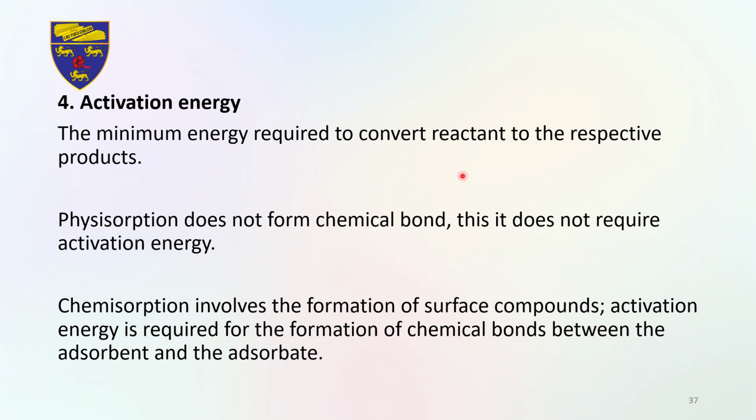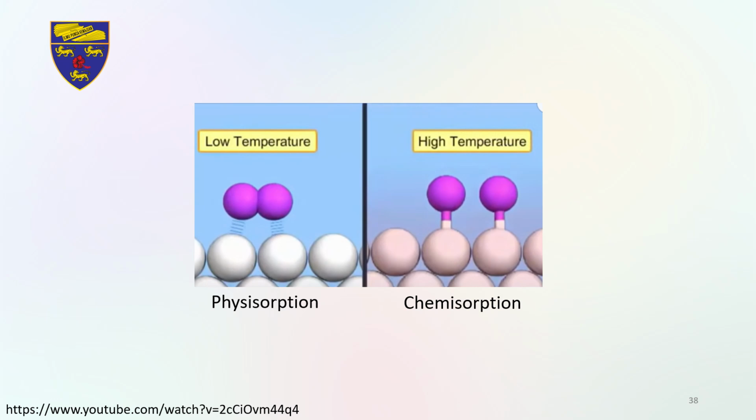Requirement of activation energy, where activation energy is the minimum energy required to convert the reactants to the respective products. Physisorption requires no activation energy because no bonds are formed. But chemisorption requires activation energy to facilitate the formation of chemical bonds between the adsorbent and the adsorbate. Hence, physisorption is favored at lower temperature, while chemisorption requires high temperature to overcome the activation energy barrier for the bond formation.